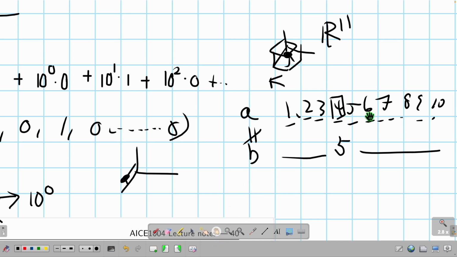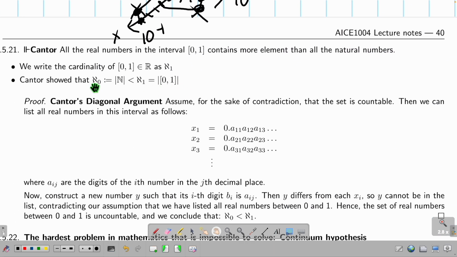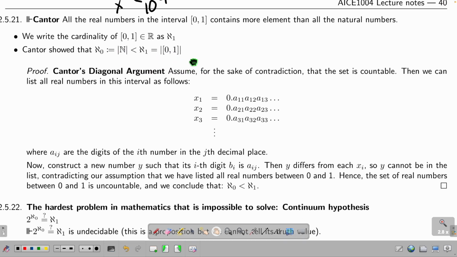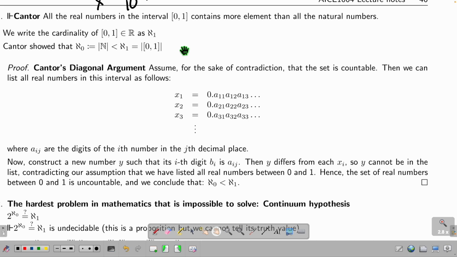So once you got this, here's the whole story. He said that this set, the number of elements, this Hebrew letter, is larger than all the possible natural numbers. So how do you do that? All the numbers between 0 and 1, you can always write as 0, then the first digit, second digit, third digit, fourth digit, and so on, forever, right?